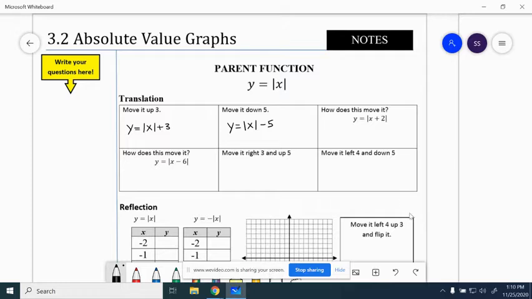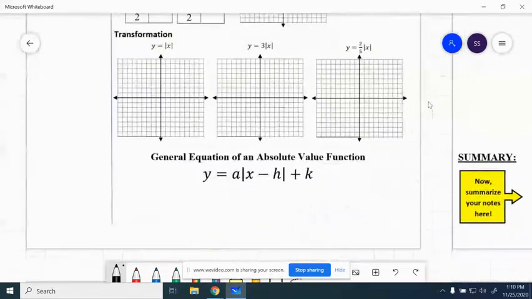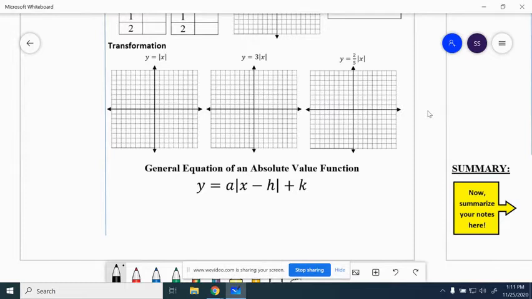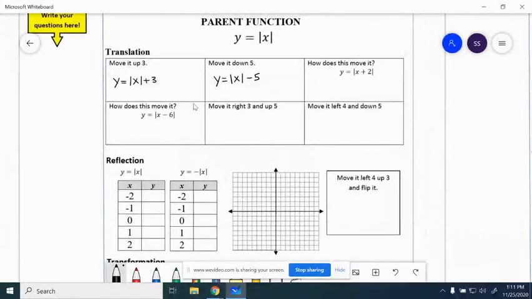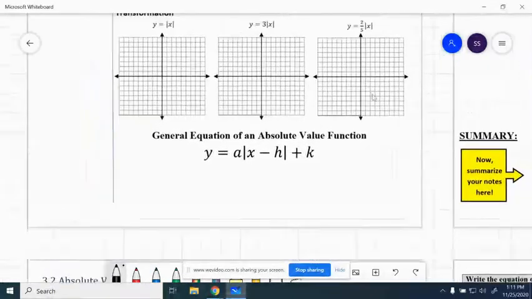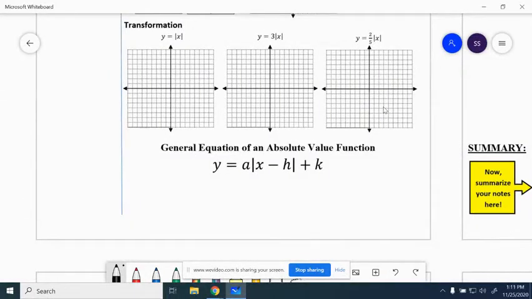Okay, so we're going to scroll down here and take a look at this general equation of absolute value. And we're going to slowly take this piece by piece, okay? So it looked like if we wanted to move our equation up and down, it was our number outside of the absolute value bar to the right, okay? So it would be our k value. All right, so it looks like this value, whatever k is, is going to shift our function up or down.